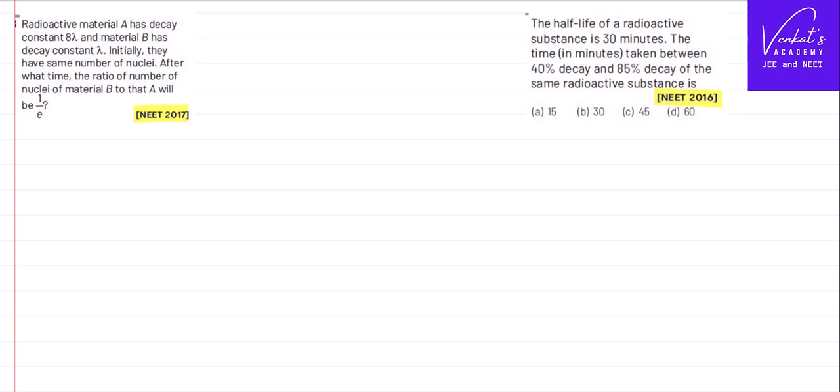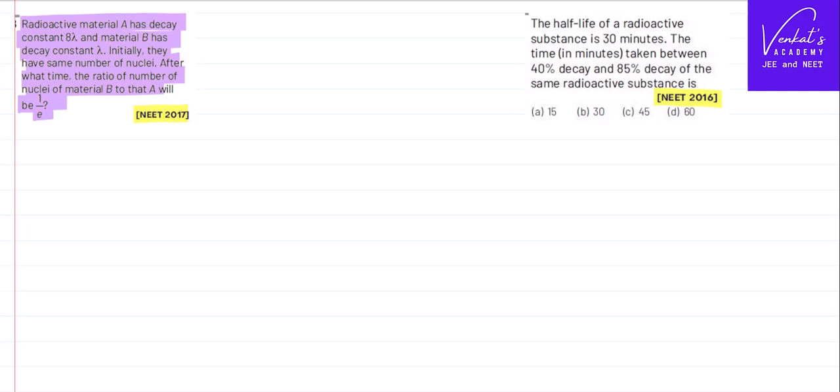The first question says, the radioactive material A has a decay constant 8 lambda and B has a decay constant lambda. Initially, they have the same number of nuclei. After what time will the ratio of the number of nuclei of material B to A be 1 by e?